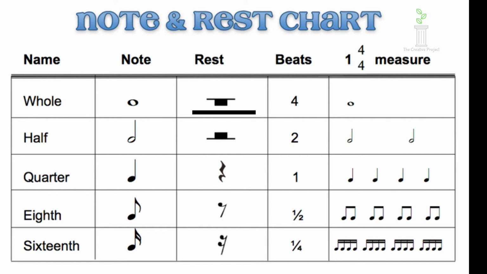The first sign represents a rest of 4 beats. If this is given on a staff, then you have to rest for 4 beats. The second one, rest for 2 beats. Half rest. Quarter rest is for 1 beat. Eighth rest is half. You have to rest for half a beat, and so on.